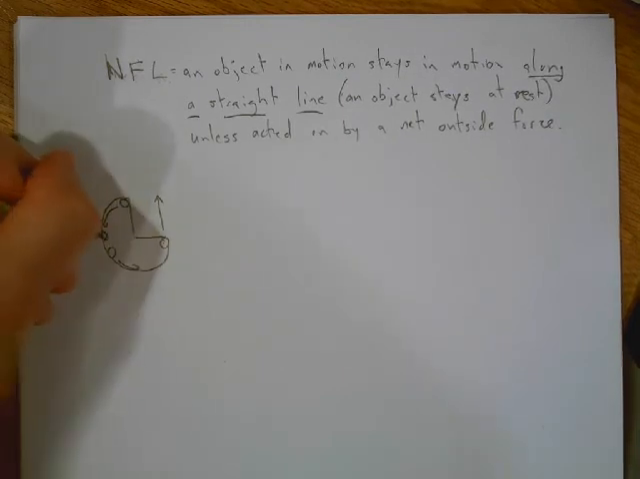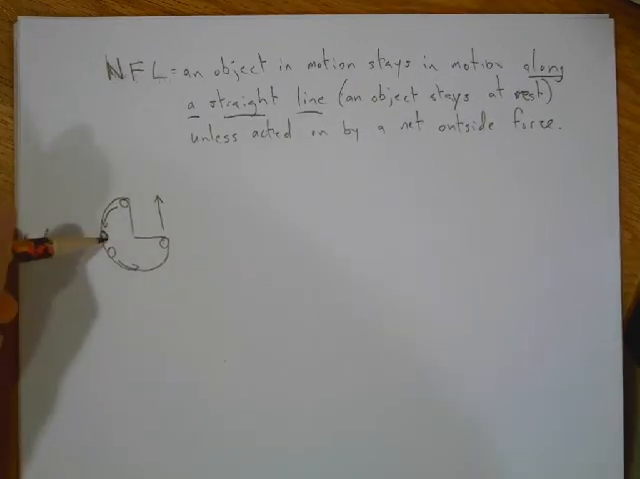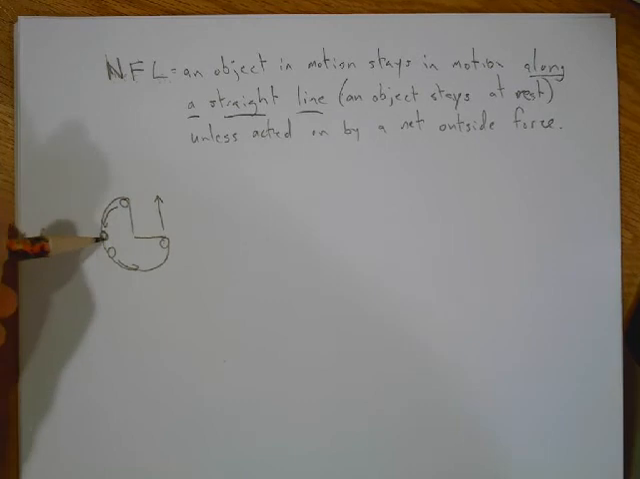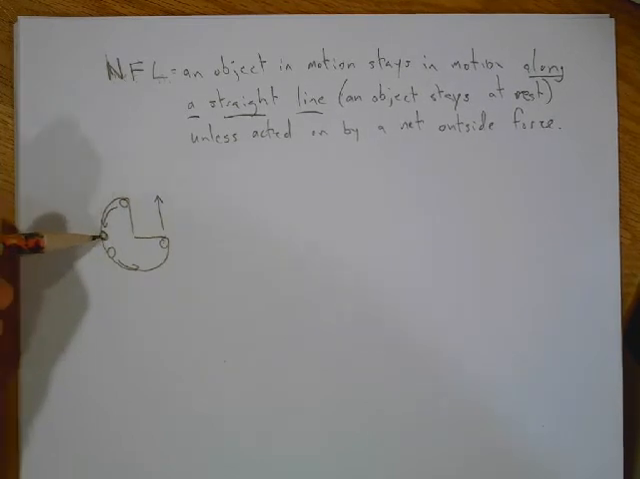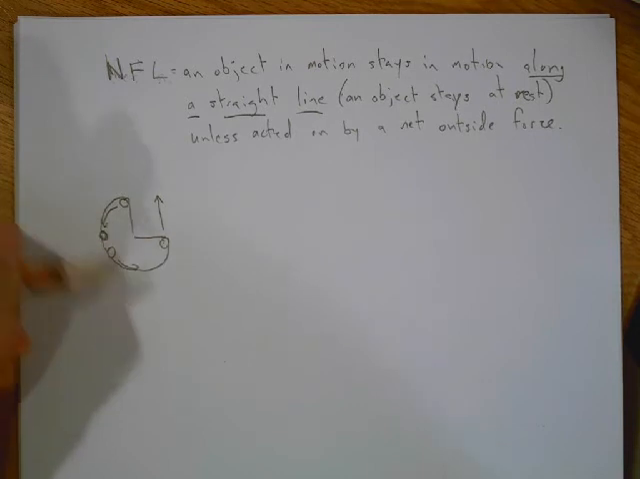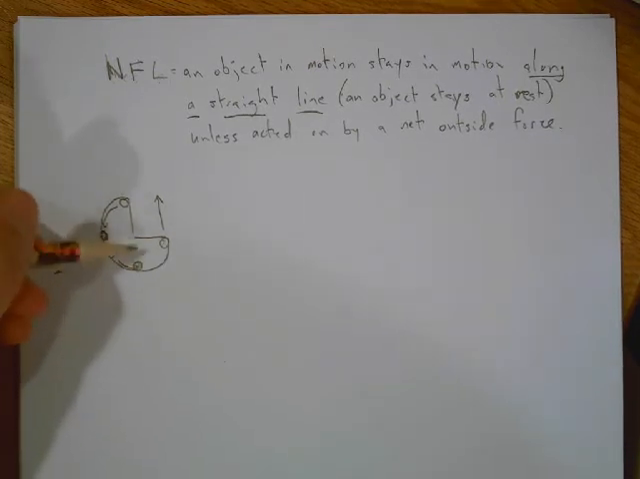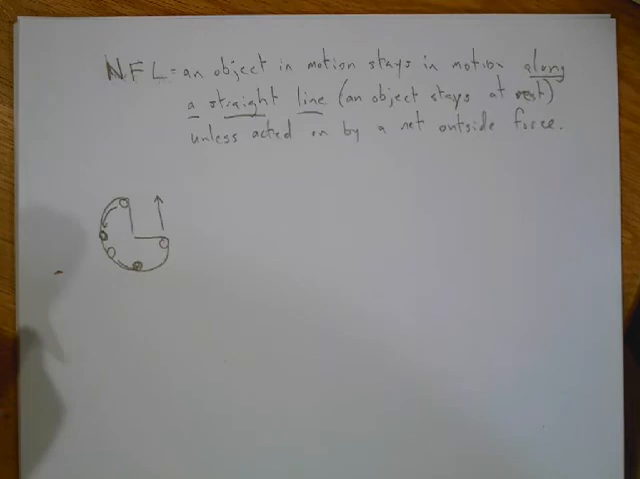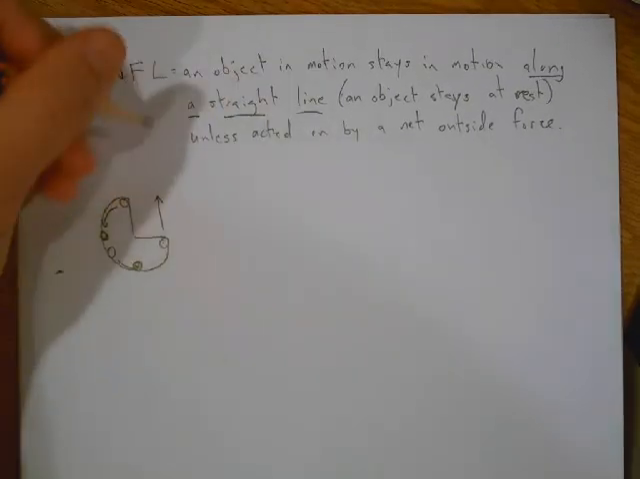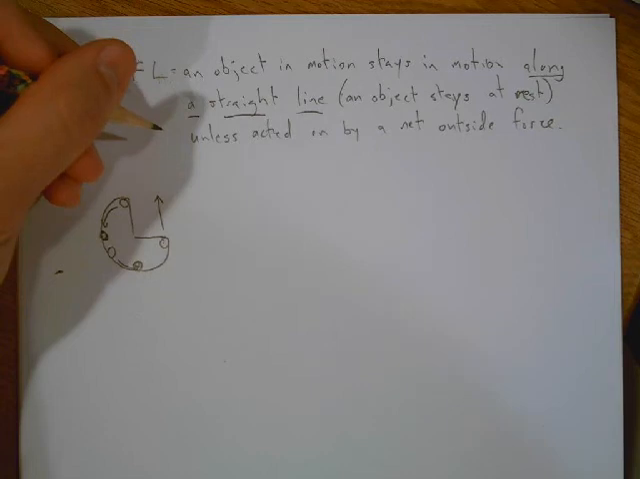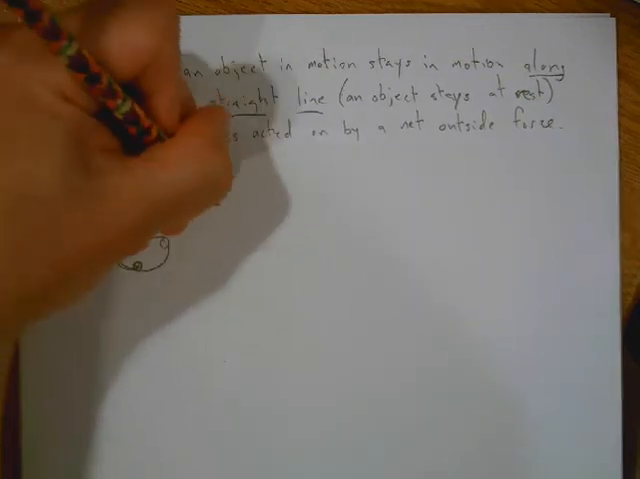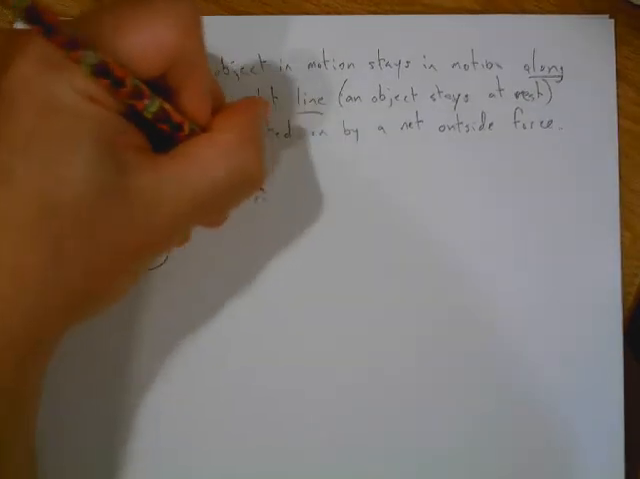When it was over here, it didn't keep moving straight. Why? Because the plate was pushing on it. Which way was the plate pushing on it? The plate was pushing it towards the center. Down here, which way was the plate pushing on it? Towards the center. That was the net outside force. In fact, that net outside force was a special one called centripetal force.